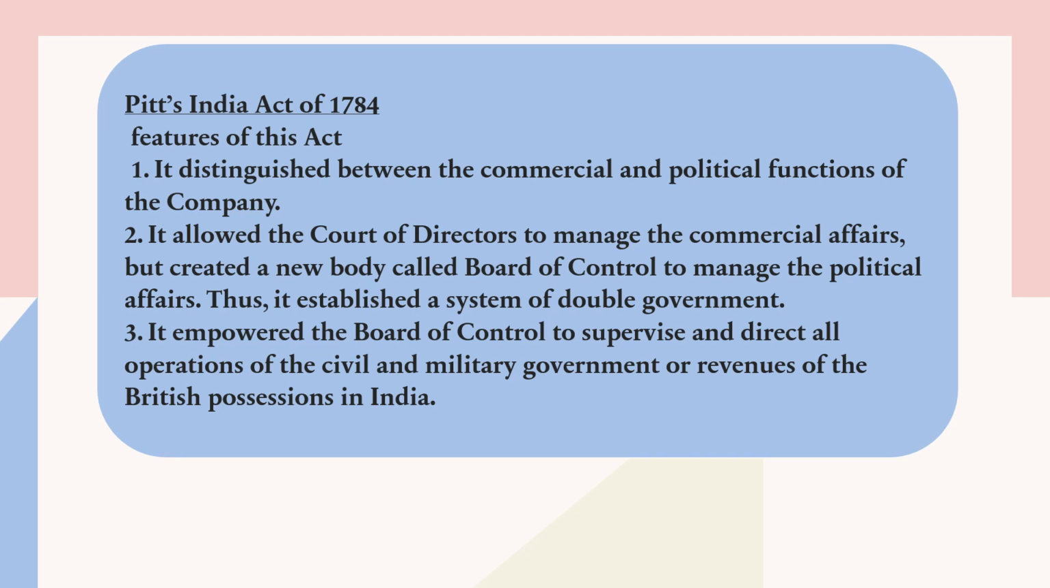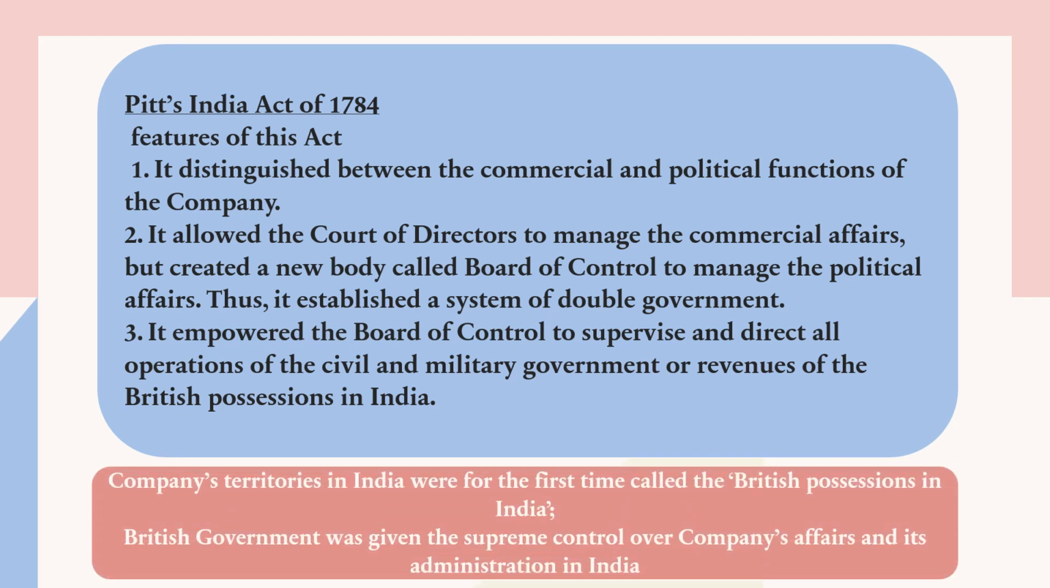It empowered the Board of Control to supervise and direct all the operations of the civil and military government or revenues of the British possessions in India. The company's territories in India were for the first time called the British possessions in India by Pitt's India Act. The British government was given supreme control over the company's affairs and its administration in India.